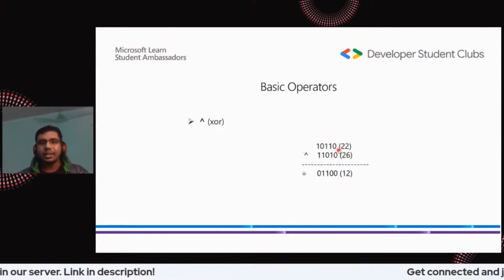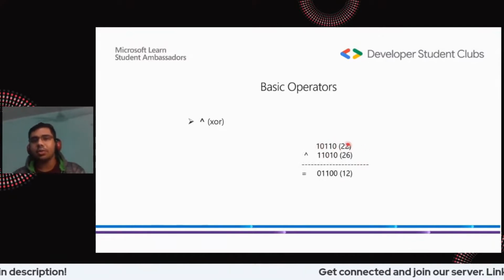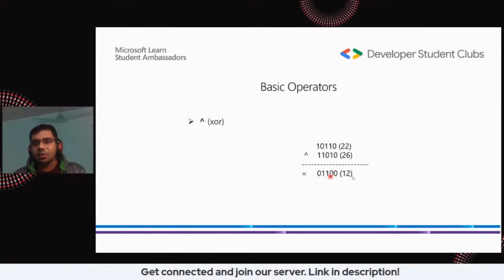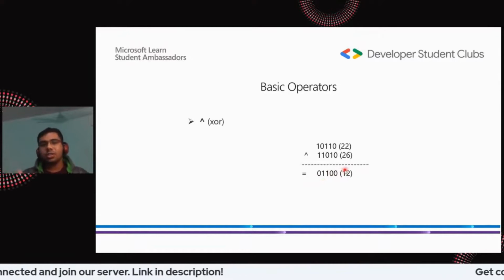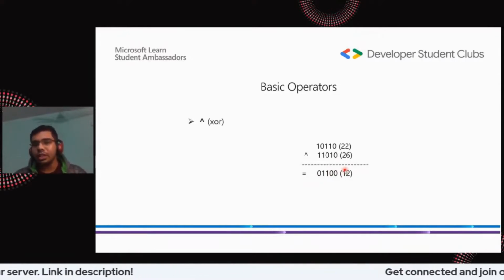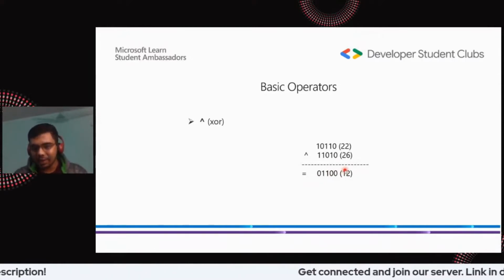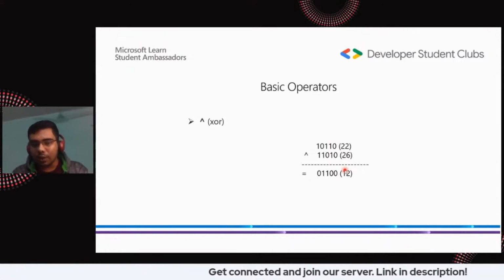And if we again took the example of 22 and 26, you can see the operator gives you a result of 12. So you just did an XOR operation between 22 and 26 in decimal, and this gives you a decimal 12.